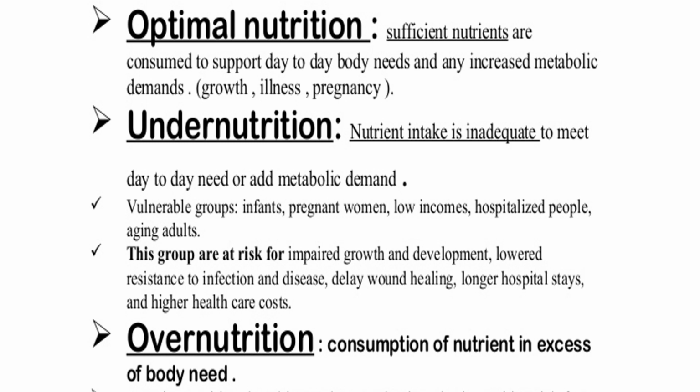Whenever we discuss nutrition, we always discuss it under three headings, that is optimal, under, and over nutrition. Optimal nutrition is when the nutrients are consumed in sufficient amount so that they can support the body for day-to-day needs, and they can meet the increased metabolic demands like during illness or pregnancy.